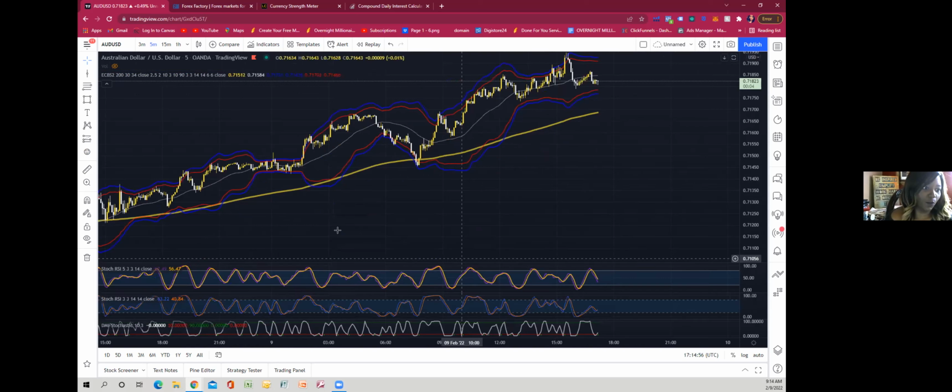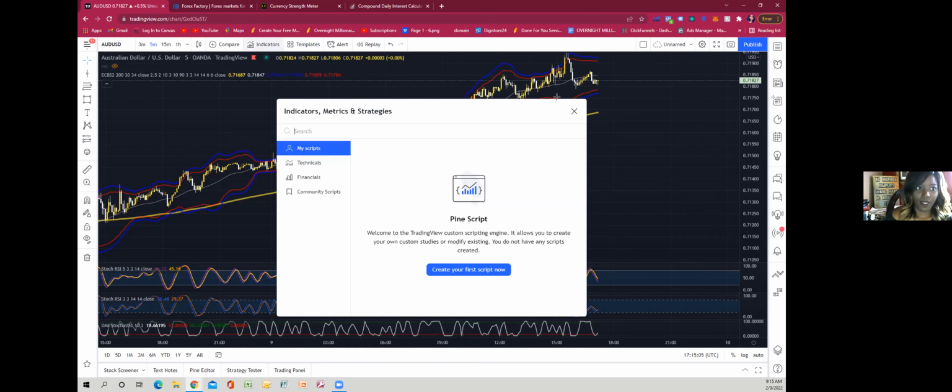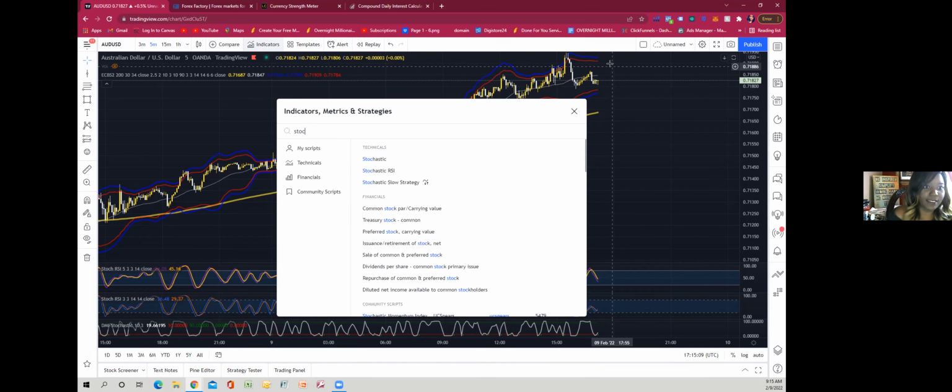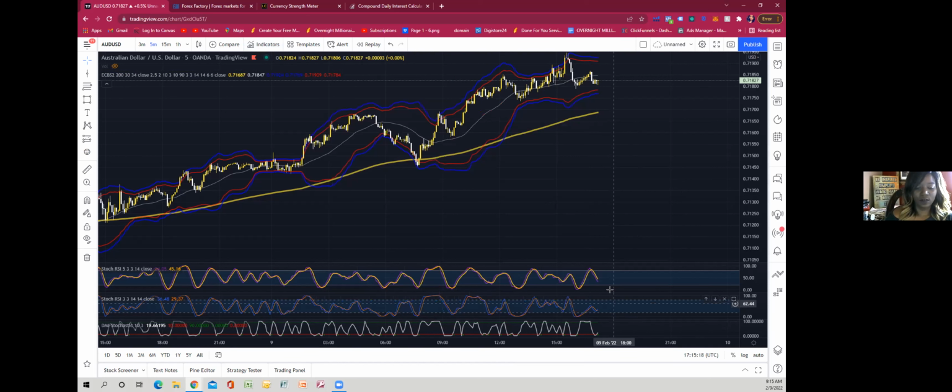If you have the free version of TradingView, you want to go to indicators and go to Stochastic RSI. This one right here. Click on that and you get this one. You get 2. Well, I have 2 stochastics, but the settings are different.